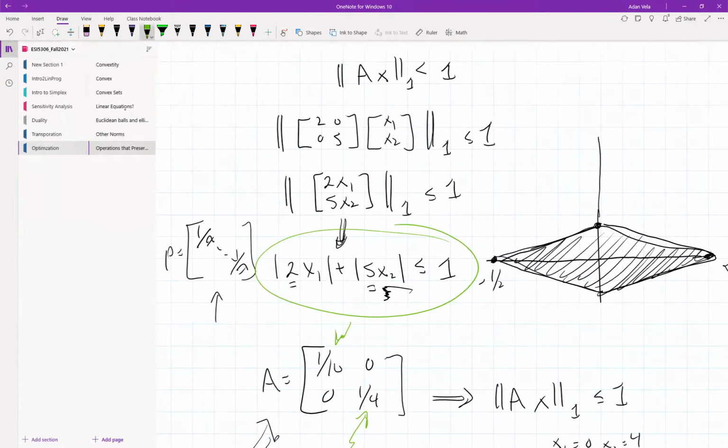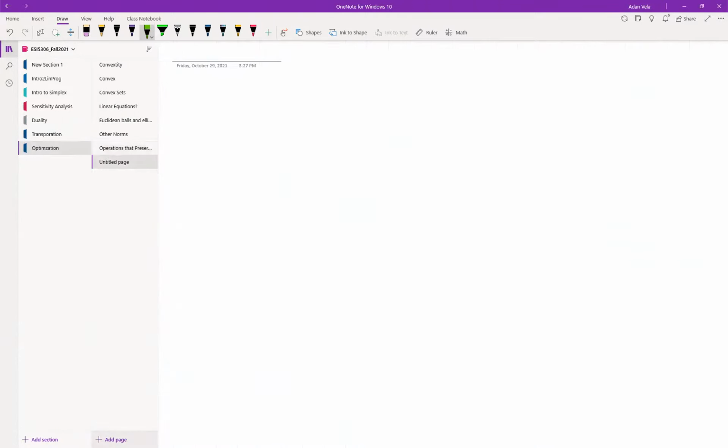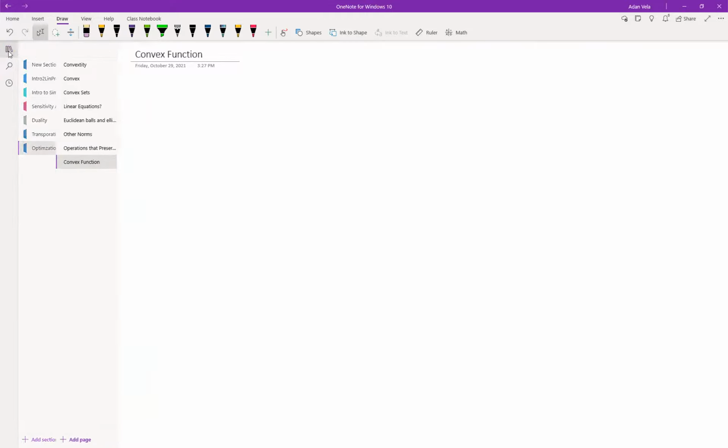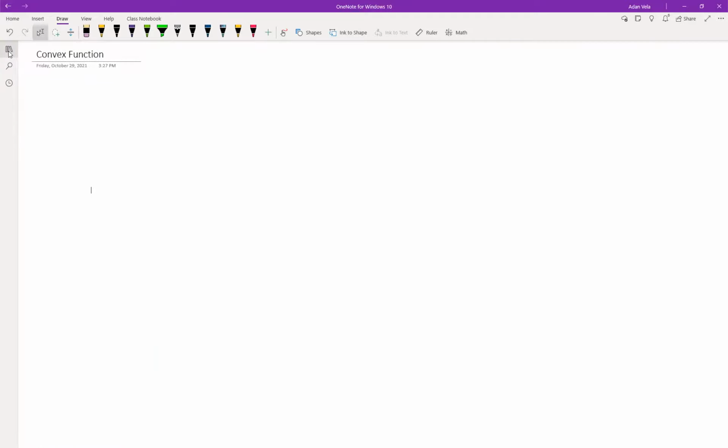All right, so we've talked about, at this point, convex sets. The next thing that we're going to talk about are convex functions, okay? And again, the whole idea is, in order to have a convex optimization problem, we need to satisfy two conditions. One, we need to ensure that our set that we're working with is convex, and that the function that we're working with is also convex.